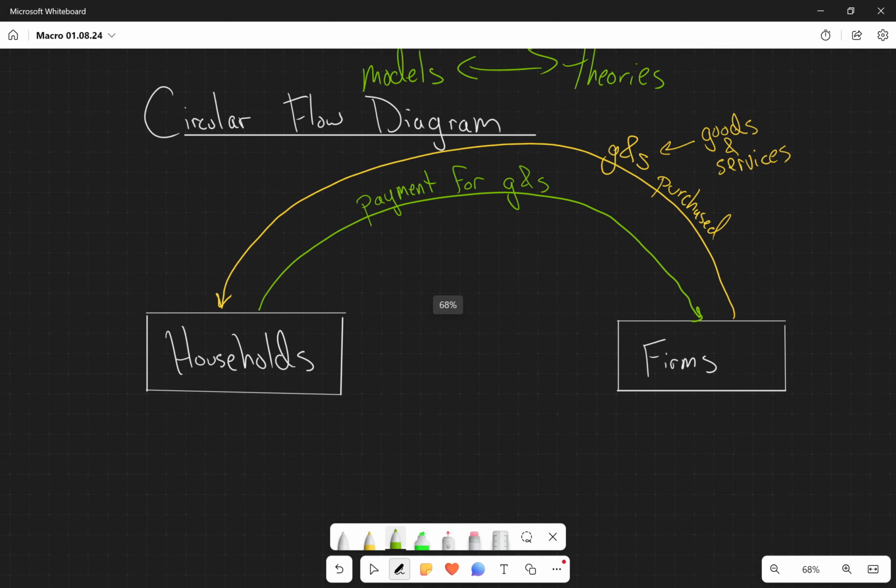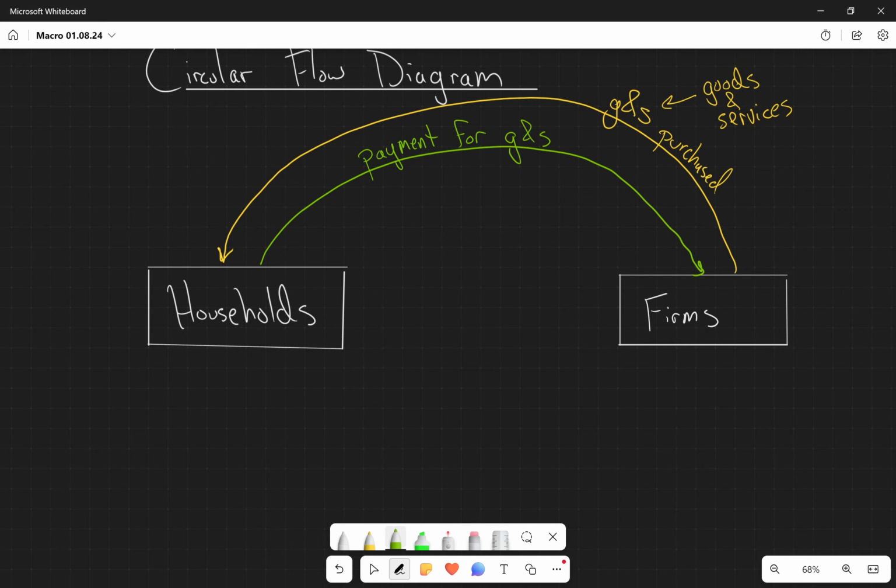But then a very interesting question arises, right? Well, how do they get the money to pay for these goods and services? Maybe they have savings, but that's not sustainable, right? They're going to run out of savings at some point. So how are households interfacing with firms in order to get money? Yeah, they're working. Very good. They're selling their time. They're selling their labor.